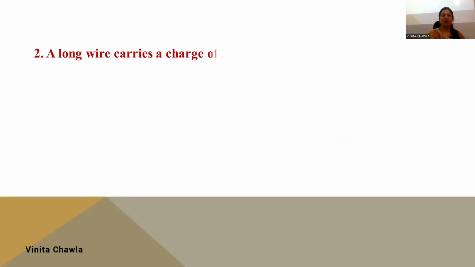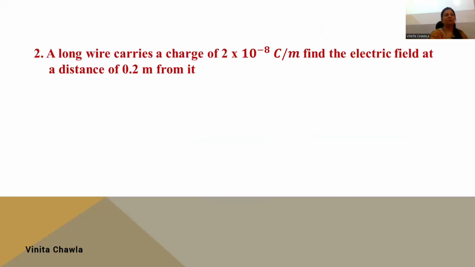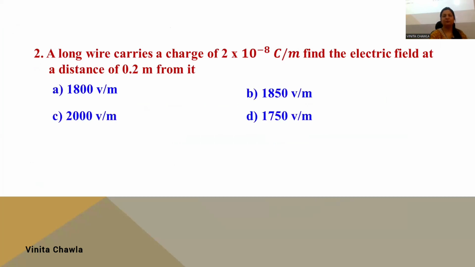Next question. A line charge of lambda per meter is given. Charge per meter means charge per unit length is given. Find the electric field at a distance of 0.2 meter from it. These are the options. Answer is 1800 Newton per coulomb, or volt per meter.